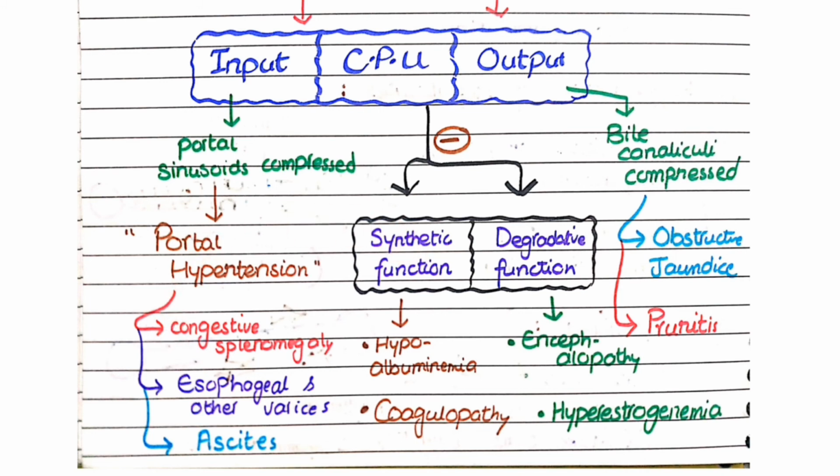So for example, we discussed that in cirrhosis there will be hypoalbuminemia. So you will check levels of albumin in blood, that will be decreased. For coagulopathy, you will check PT, PTT, etc., that are prothrombin time and partial thromboplastin time. All of this will be increased due to the deficiency of clotting factors. Secondly, for encephalopathy, you will measure the level of ammonia in the blood, which will be increased. For hyperestrogenemia, you can check the level of estrogen in blood, that can be increased.